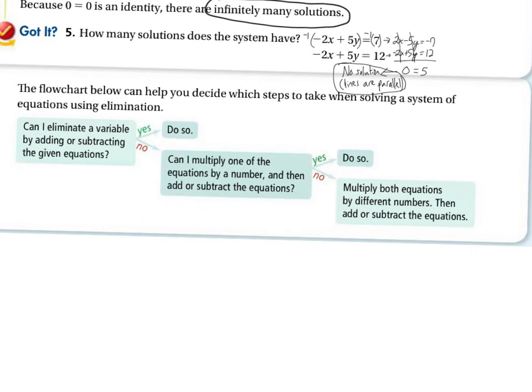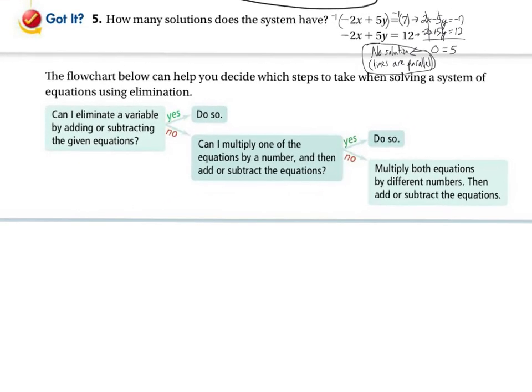There's a flow chart here that kind of helps you decide which thing to do. You can look through that on your own if you want. Again, it's just thinking about looking for the easiest way that we can to solve these equations. We're going to look at a different problem here. It's not in your book.